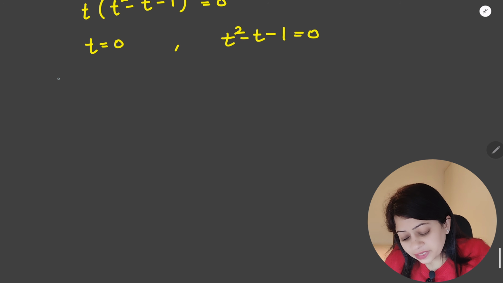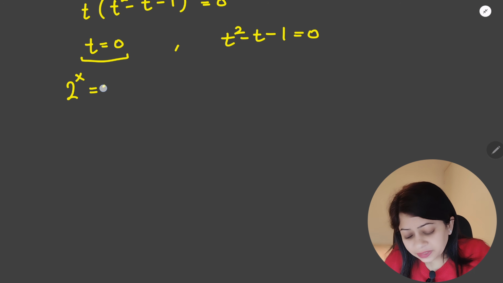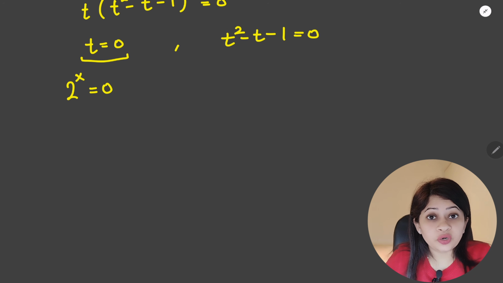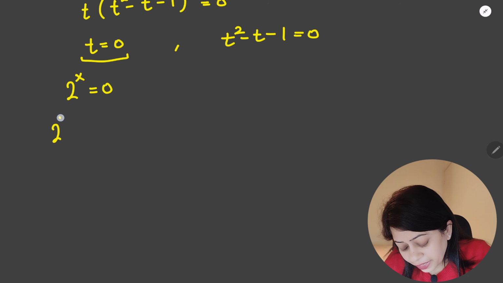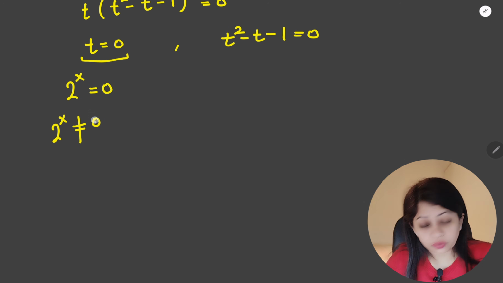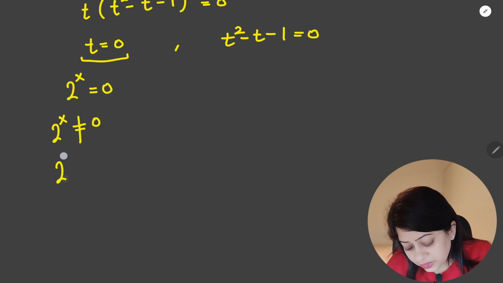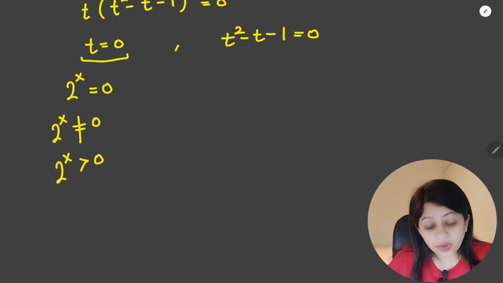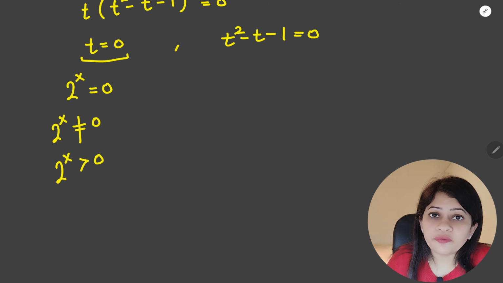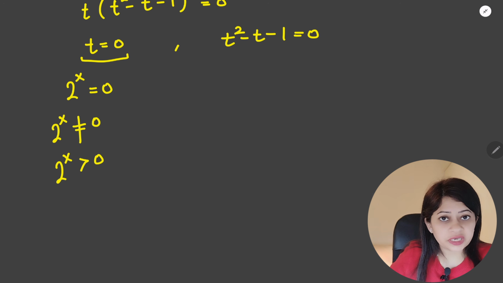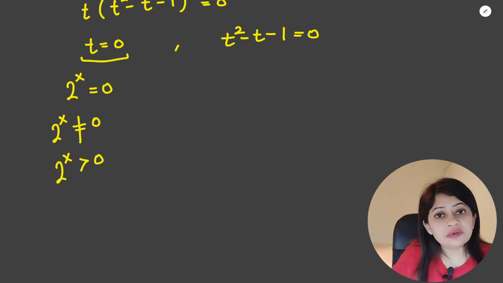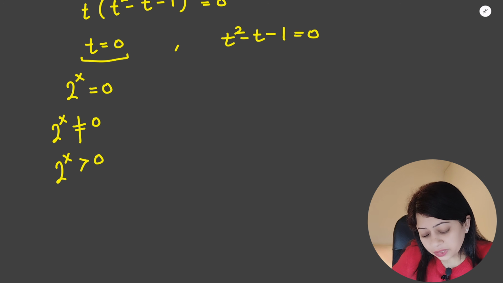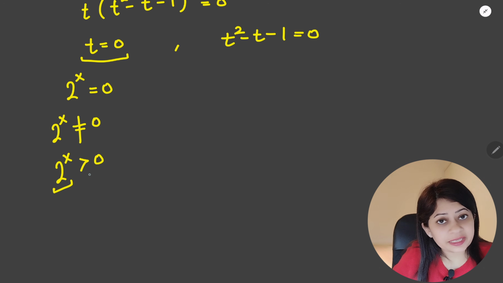Now, what is t? I will first take this case. What is t? t was 2 raised to power x. Can we get 2 raised to power x as 0? No. Why? 2 raised to power x cannot be equal to 0. It is always greater than 0. Why? Whatever value you take for x, whether you take 0 or positive values or negative values, this term will always be greater than 0.